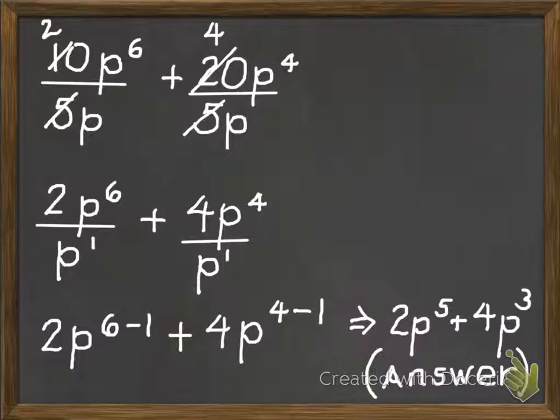And now we simplify the p to the power of 6 over p to the power of 1, where we have like bases. When we have the same base, p and p, we can apply the quotient rule. The quotient rule says when we're dividing like bases, we subtract the exponents. So we subtract 1 from 6. And on the other term, we subtract the 1 from the 4, also by the quotient rule. And that simplifies to 2 times p to the power of 5 plus 4 times p to the power of 3. And that's our answer.